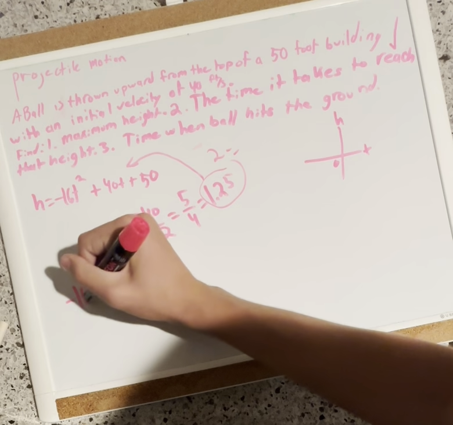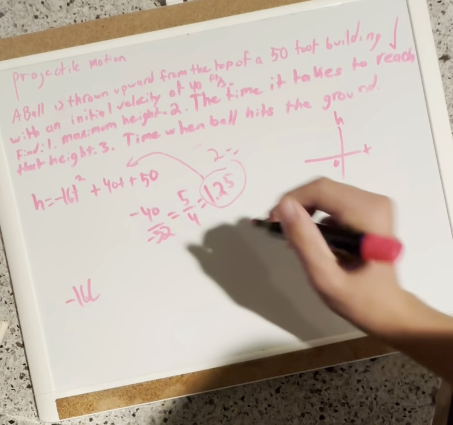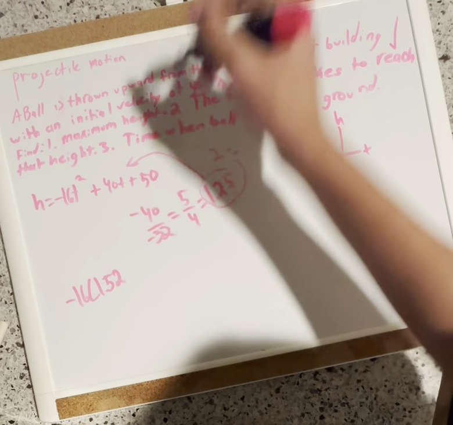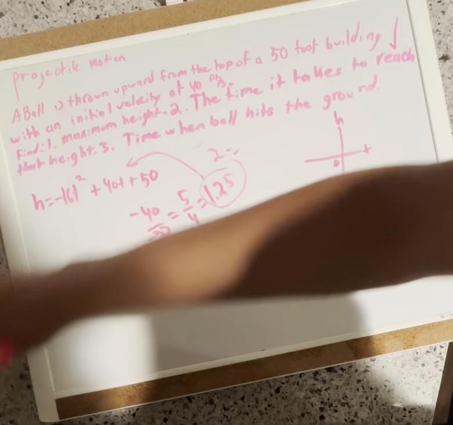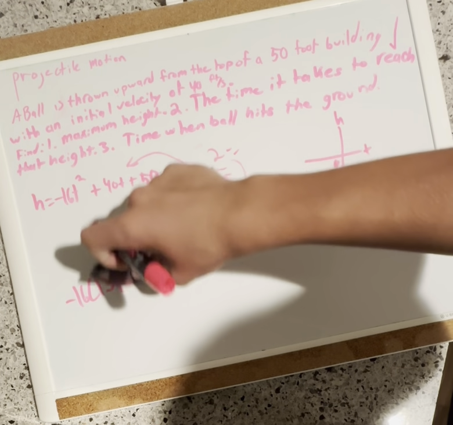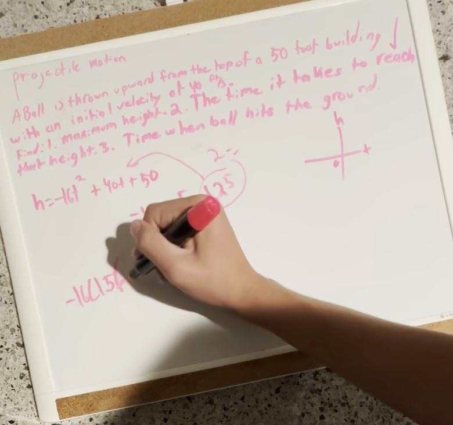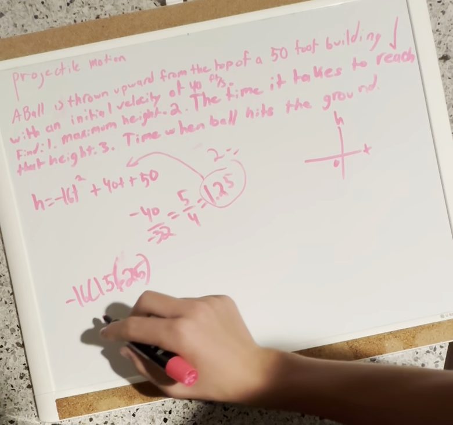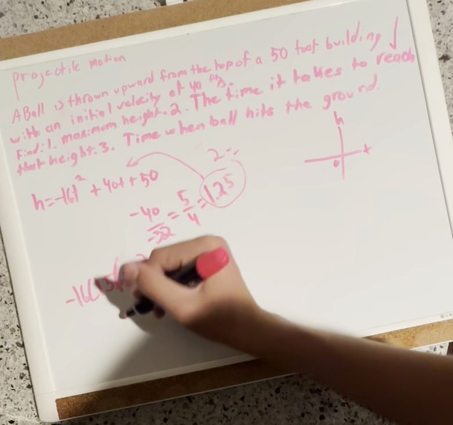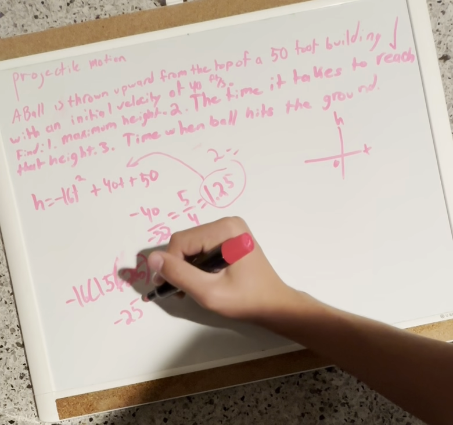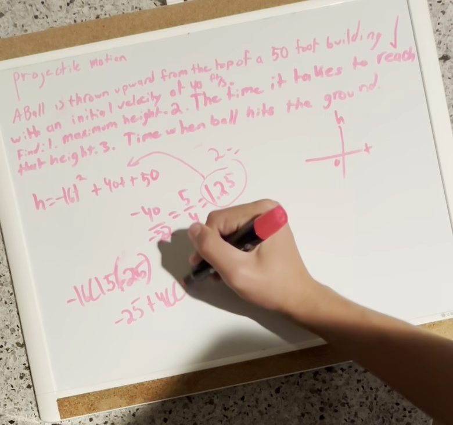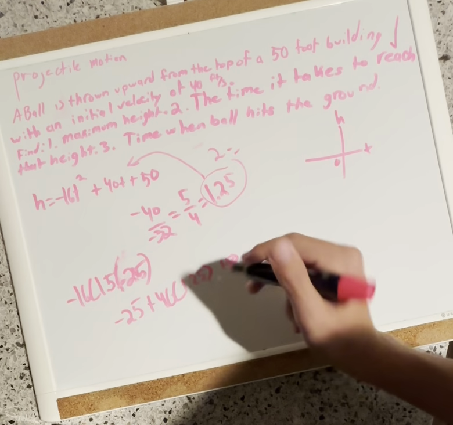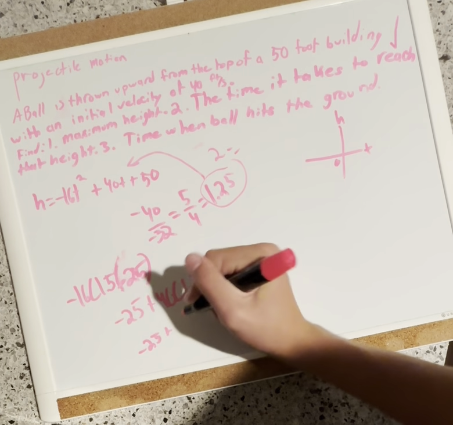negative 16 times 1.25 squared, which is 1.5625. Okay. When you multiply these up together, you will get negative 25 plus 40 times 1.25 plus 50. And then 40 times 1.25 equals 50.